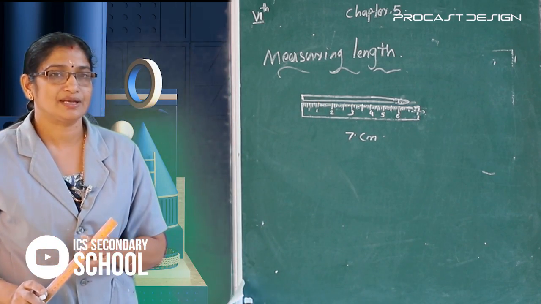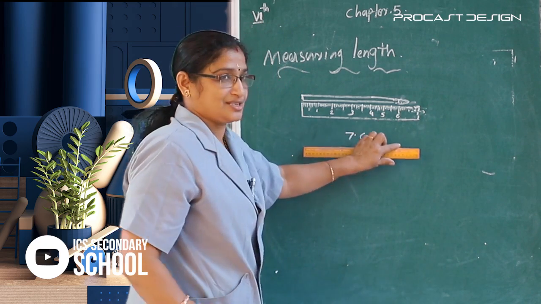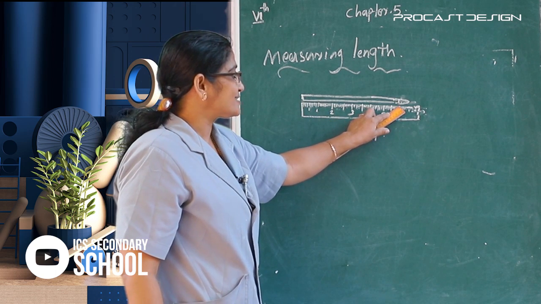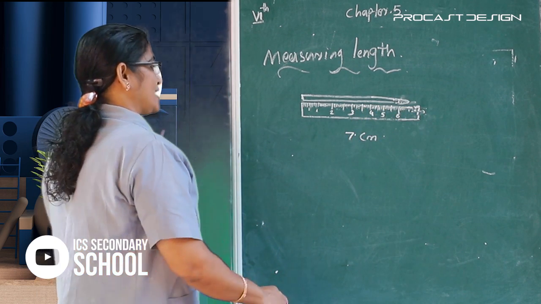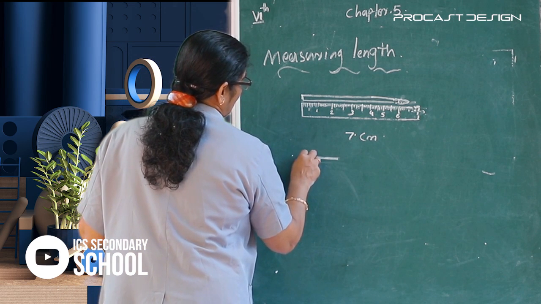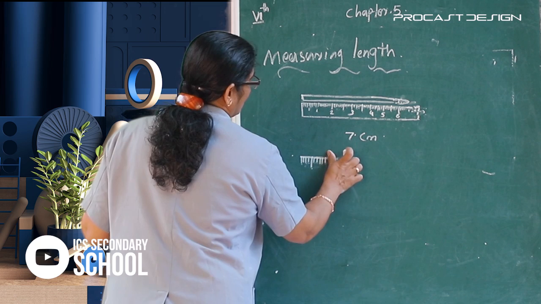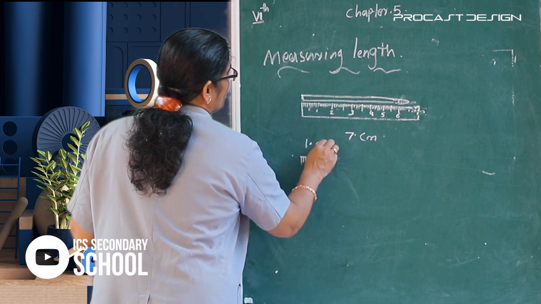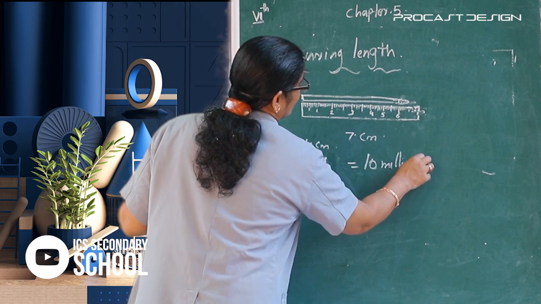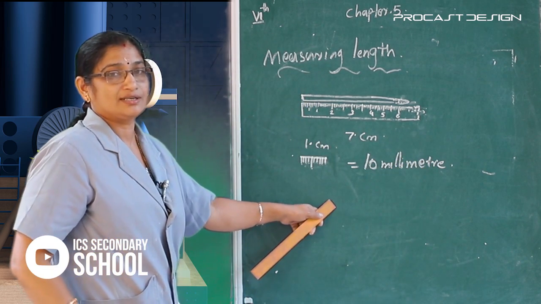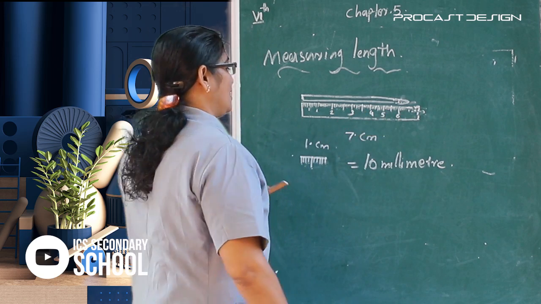The pencil's length is 6 centimeter and 7 millimeter. 1 centimeter is 10 millimeter.